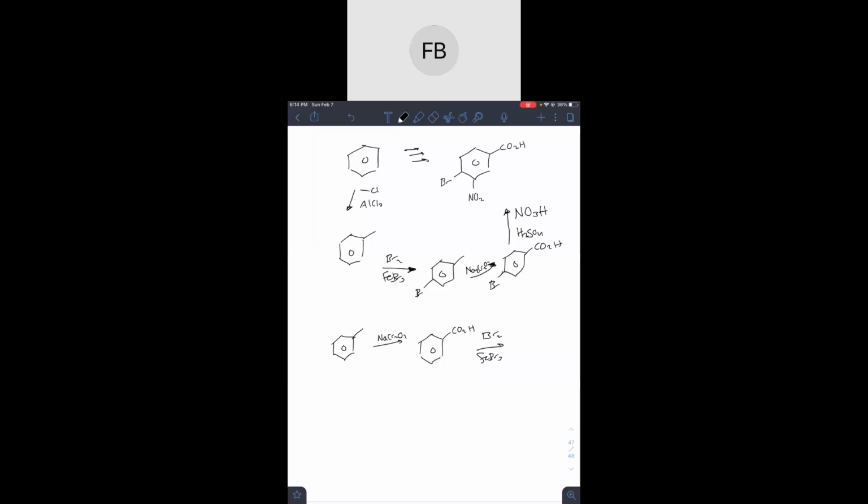just look at it for a second. If you left it like this, first of all, it's really deactivating. Second of all, it would be much more likely to go to a meta position, which would be here, instead of where it's supposed to be, in the para position. So that's a no. Does that make sense to the person who asked?